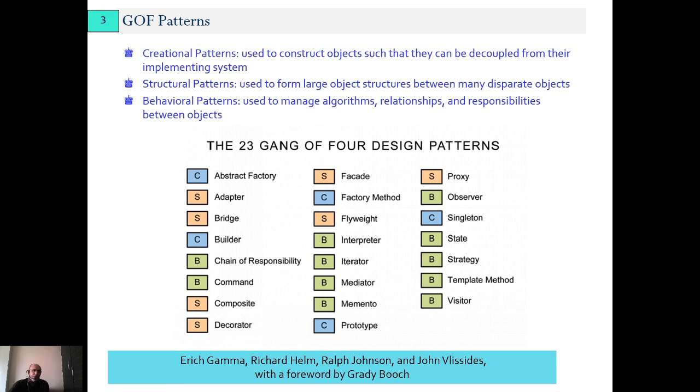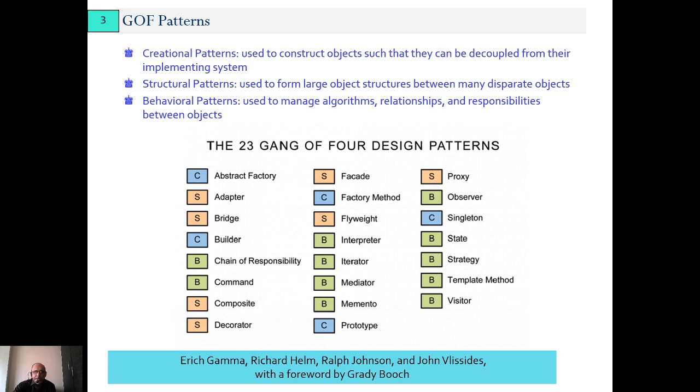So GOF, as I have mentioned earlier on, was initiated in '93 by four people: Erich Gamma, Richard Helm, Ralph Johnson, and John Vlissides. And it has been forwarded by Grady Booch, who is the principal founder of UML. It is the UML modeling language.